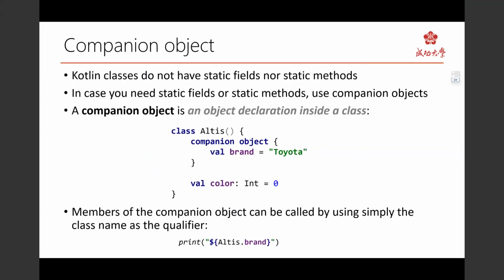Another new thing in Kotlin is something we call a companion object. Why do we need a companion object, or what is a companion object?